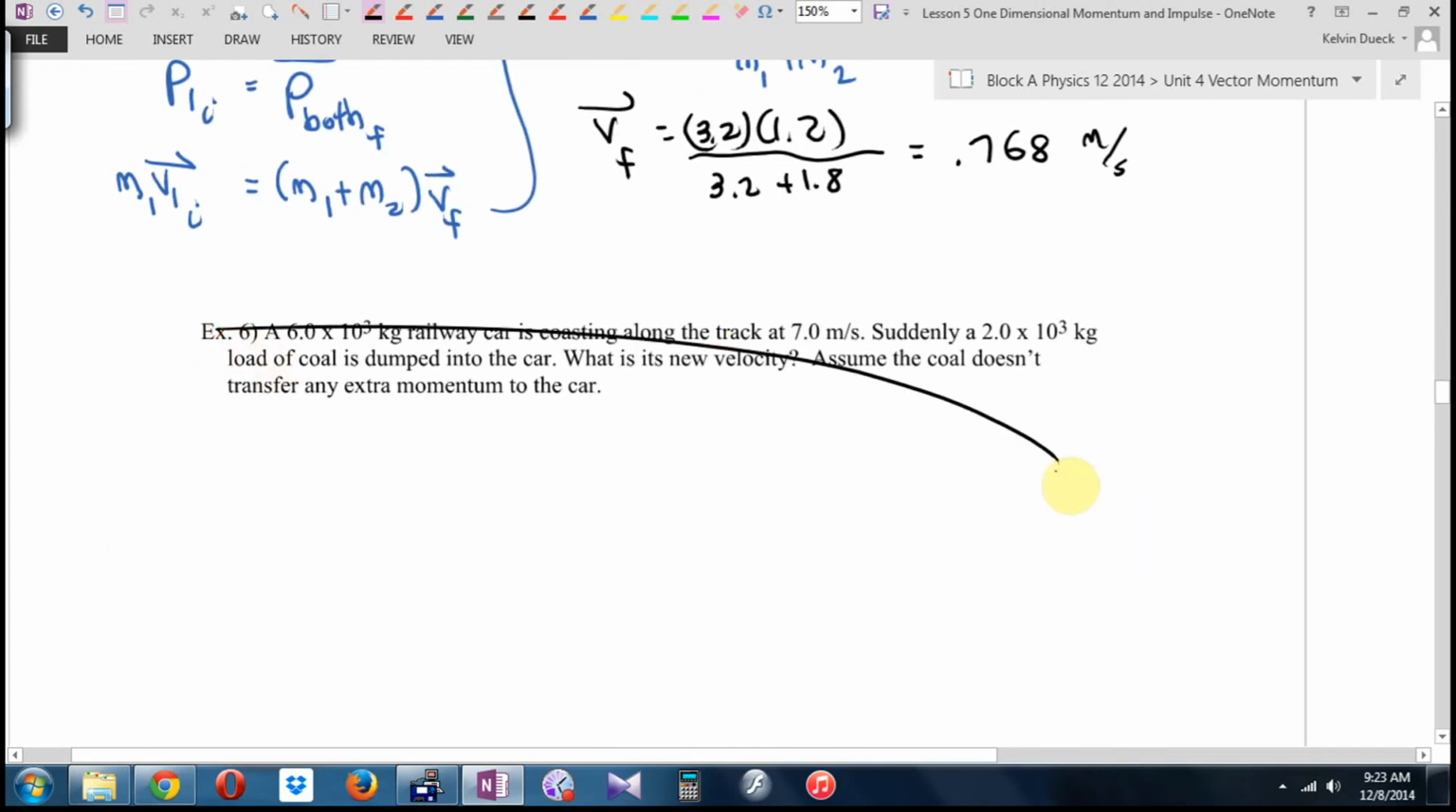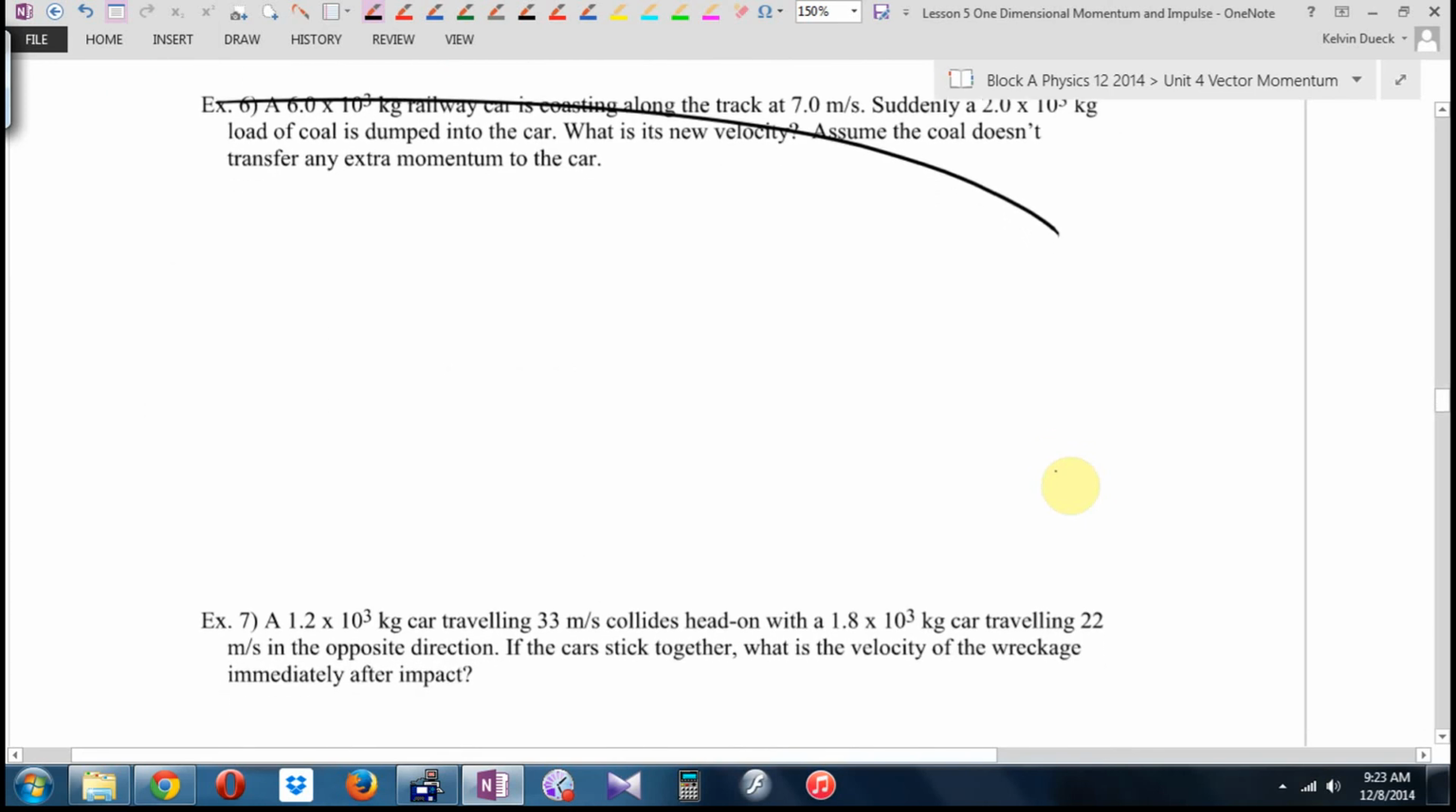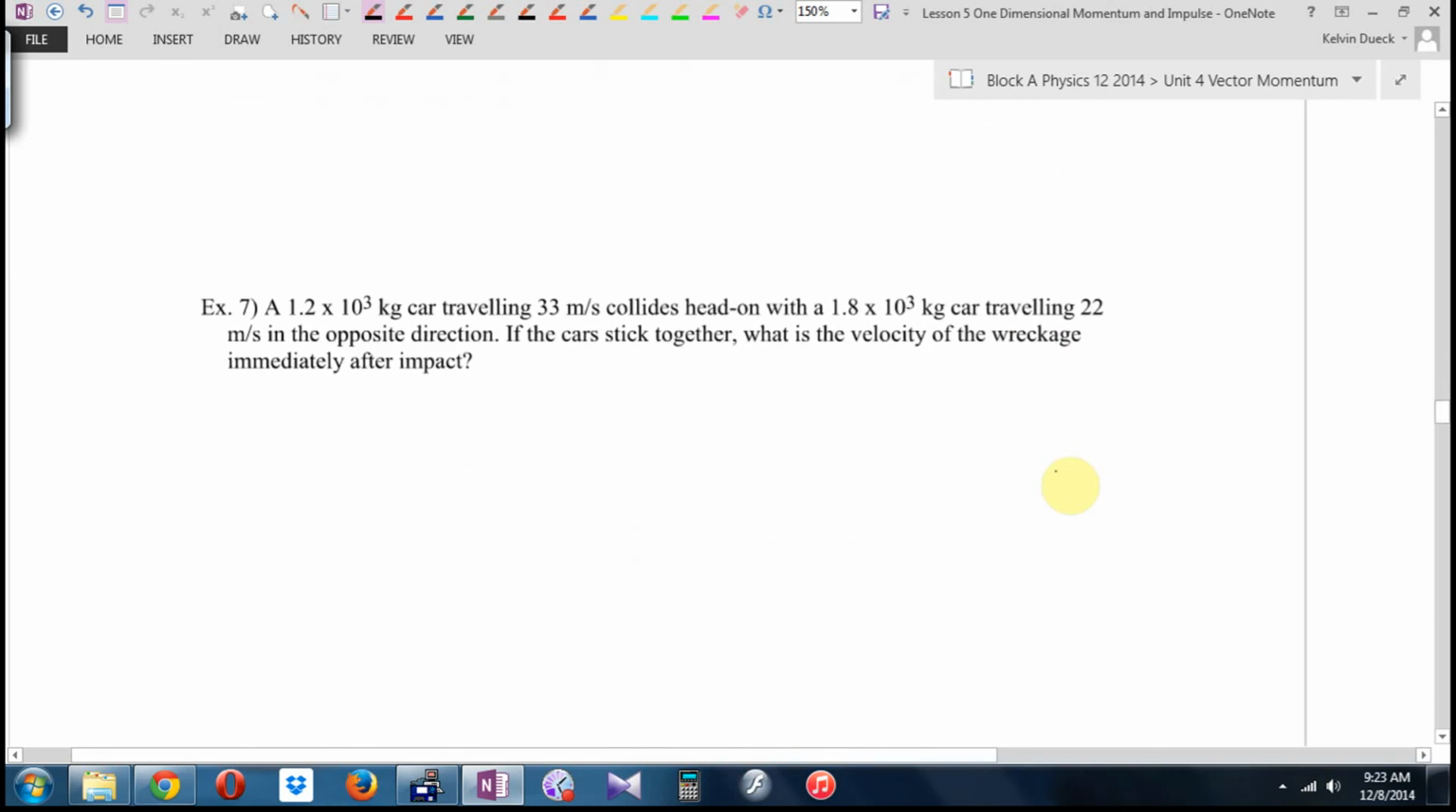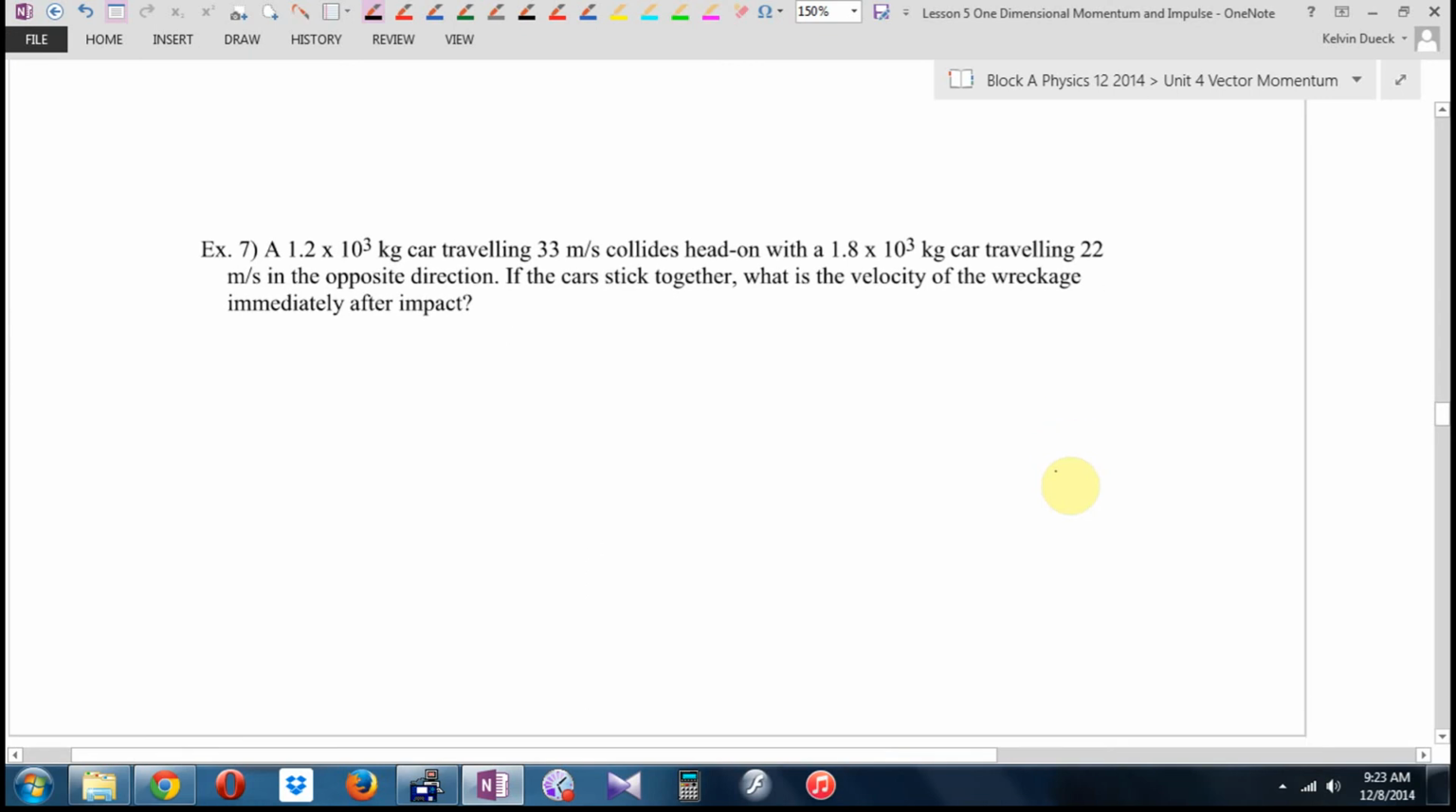Not a big fan of number 6. I keep meaning to change it and I keep forgetting, so cross it out. But let's do example 7. Okay. Hey, let's crash some cars.